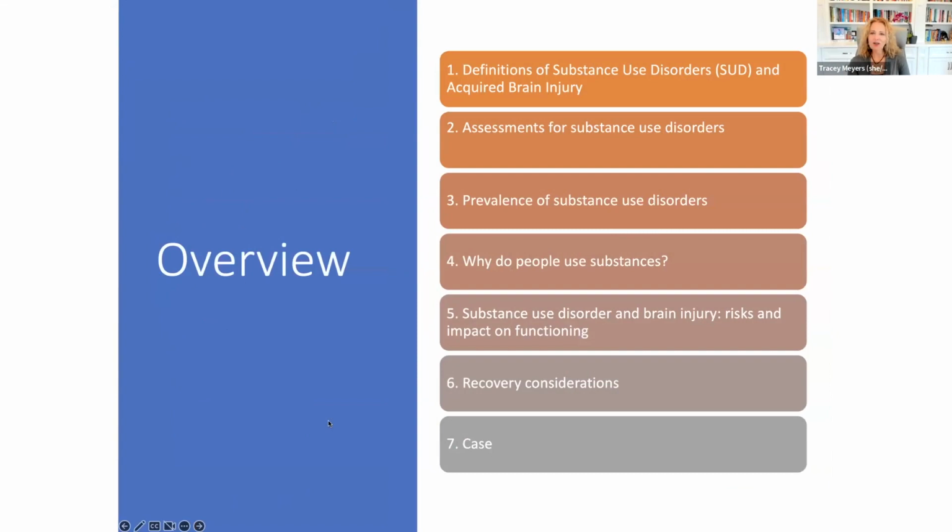So we'll start by talking about the definitions of substance use disorders and brain injury, how to assess substance use disorders, the prevalence, and some of the information around why people use, the principles of addiction and the reward centers of the brain. And then specifically looking at the intersection between substance use disorder and brain injury, recovery considerations, and finally a case review.